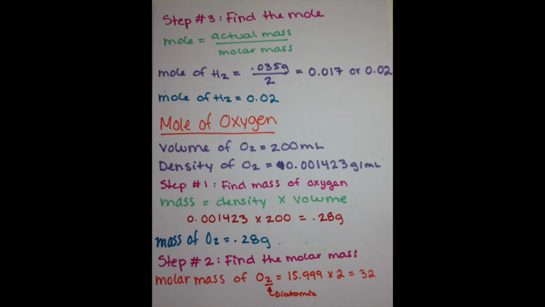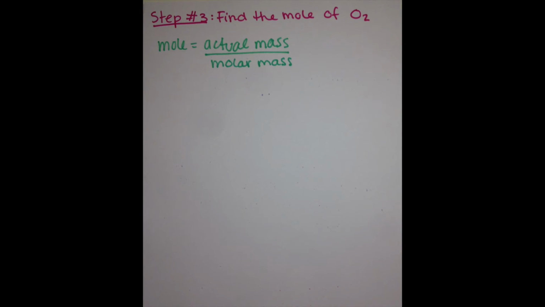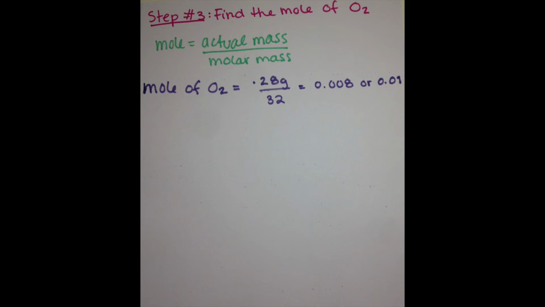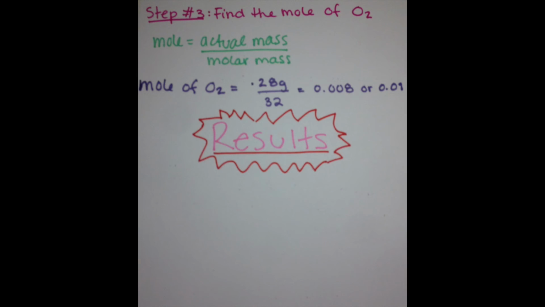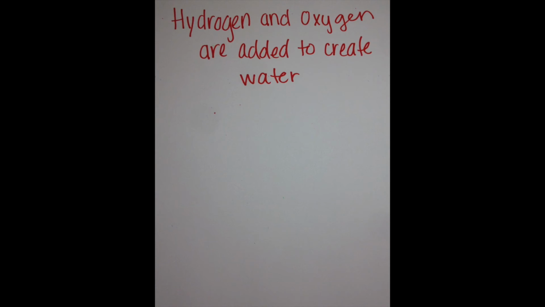We go to our periodic table and find the mass of oxygen, which is 16, but since it's diatomic, it would be 32. So now, in order to find the mole, we do 0.2846 over 32, and the mole would be 0.0089 or 0.01. Now you can see very clearly that the ratio between hydrogen and oxygen was 2:1.